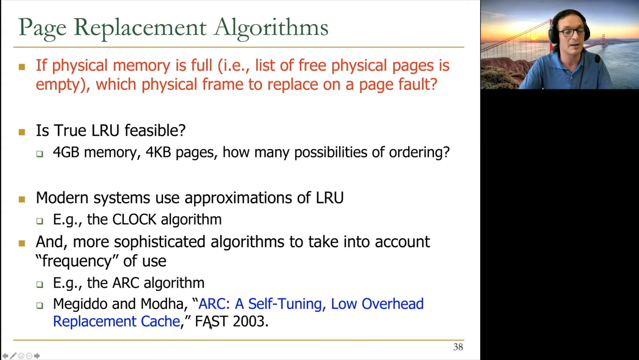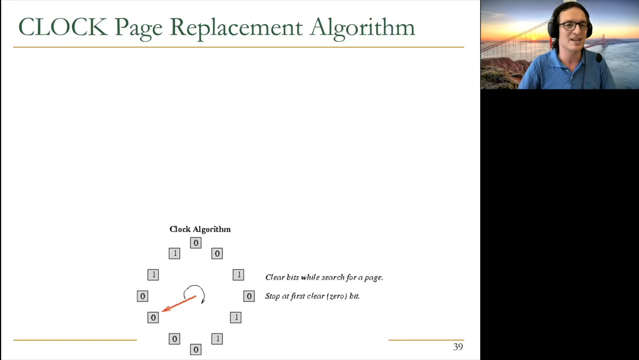Okay, let's talk about the clock page replacement algorithm. This is a very simple page replacement algorithm that was used in early systems, early Linux, for example. Now it's more sophisticated. But basically it looks like this. For each page in physical memory, you have a reference bit. And you have the hand of a clock and you start going clockwise, trying to find a page whose reference bit is set to zero. Once you find a page whose reference bit is zero, you say, okay, this is my victim. I'm going to replace that. You skip through all pages whose reference bits are one. That's the idea basically.